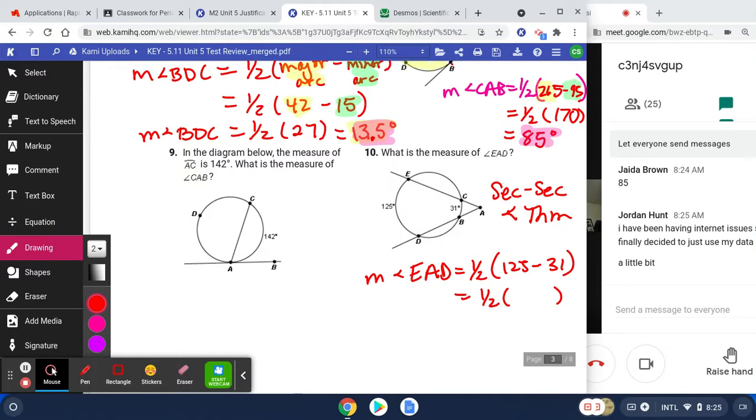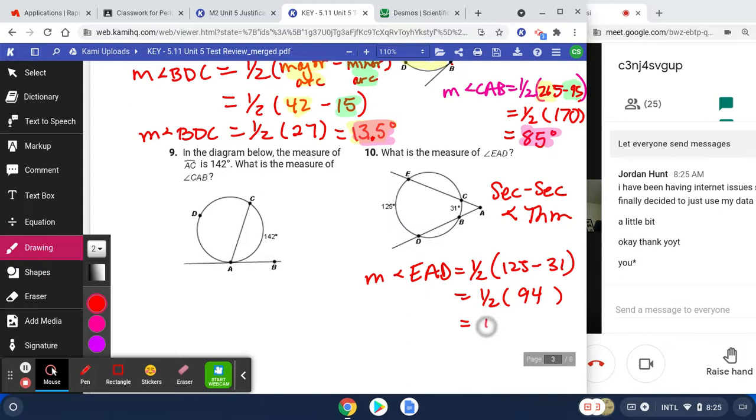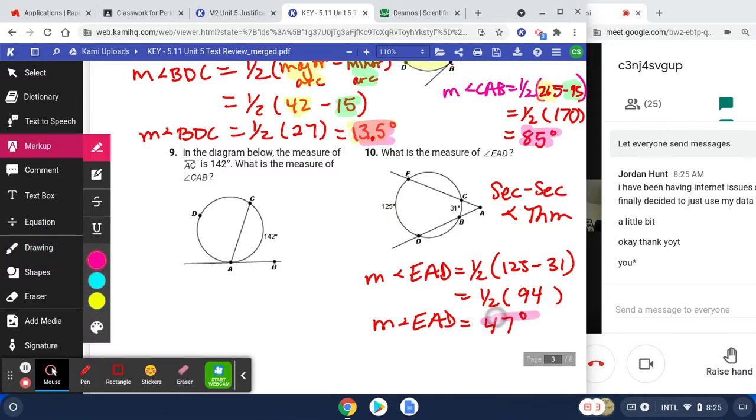All right, how'd you do? For 125 minus 31, did you guys get 94? And then did you divide that by 2 and get 47? Remember on this test in person to please highlight your answers.